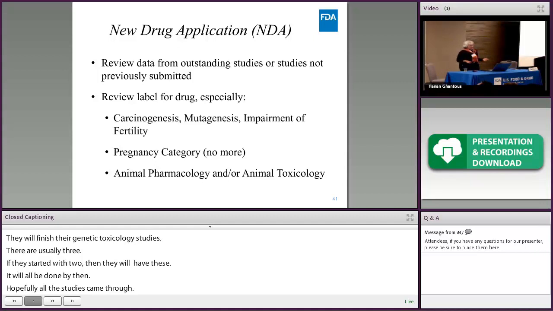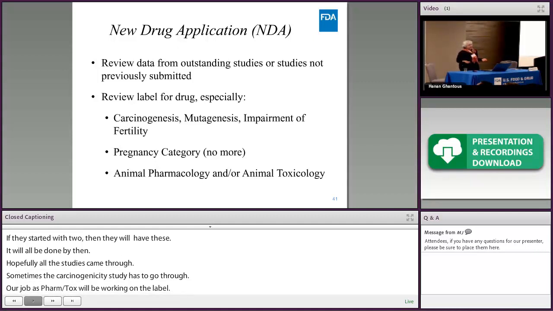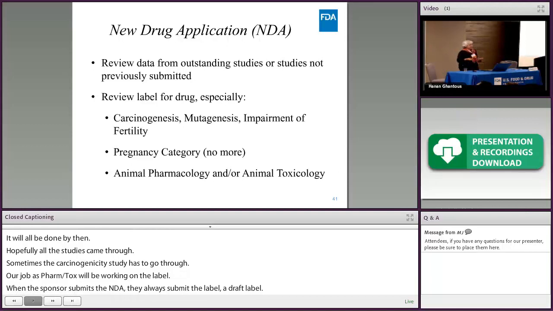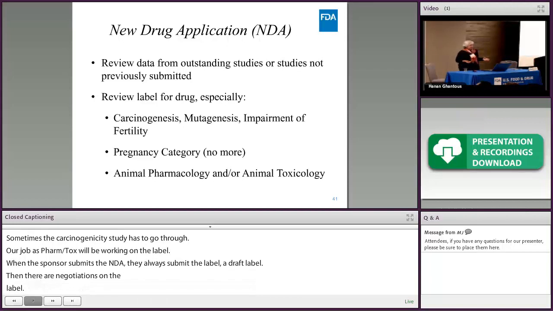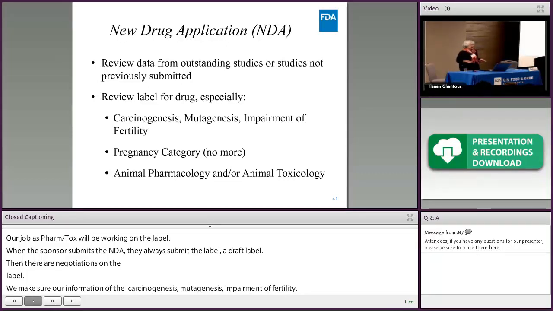Our job as PharmTox will be working on the label. When the sponsor submits the NDA, they always submit a draft label, and then there are negotiations on the label between the division and the sponsor. We make sure our information, that's the carcinogenicity, mutagenicity, impairment of fertility, is all correct. Pregnancy, we used to have a pregnancy category before, now this is gone. We have to write a risk assessment in that area.